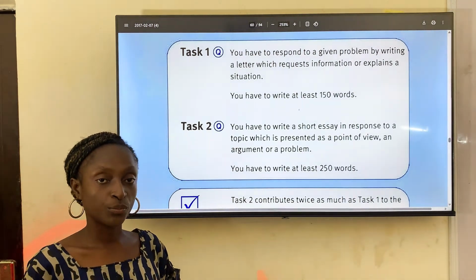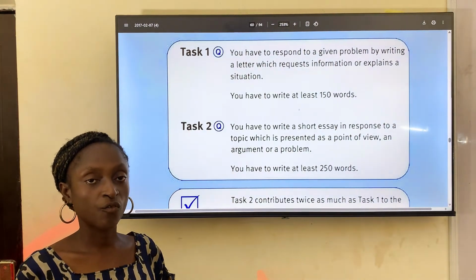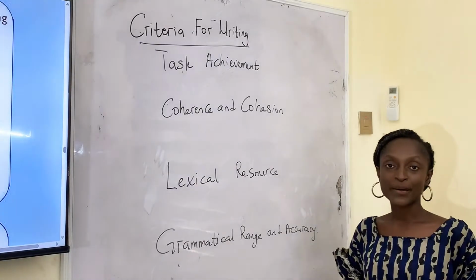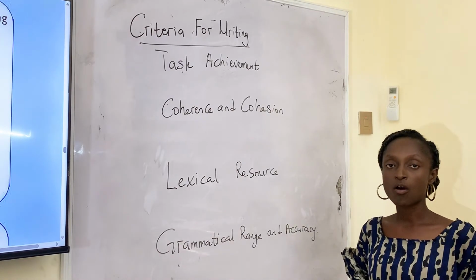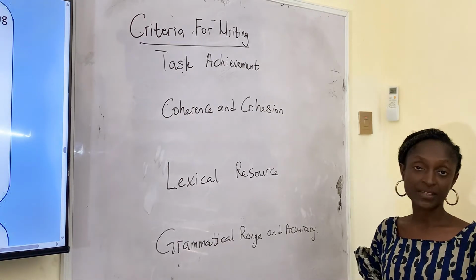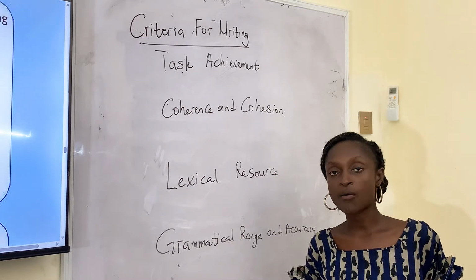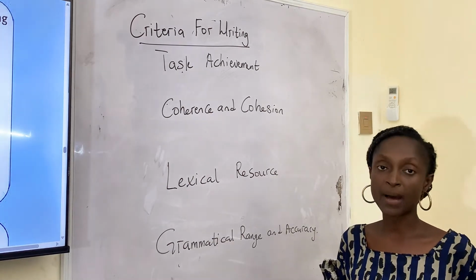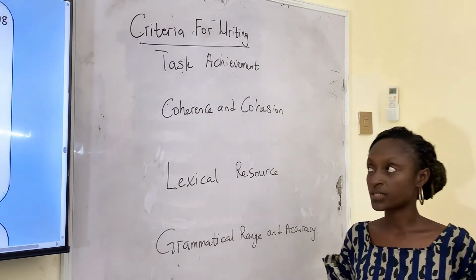Now we'll go on a short break, then we'll come back and check the criteria for writing. Welcome back. So now we are going to look at the criteria of the writing test. And we're starting with that of task 1. The writing criteria, that means how our letter is being marked. So we are going to examine that first.